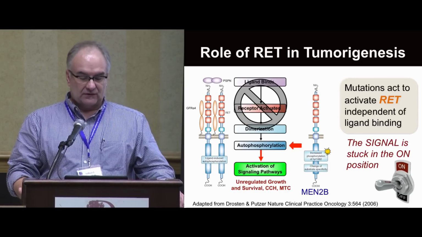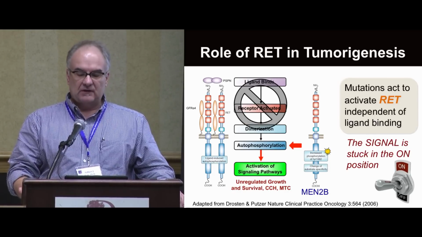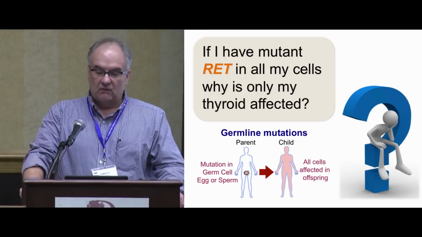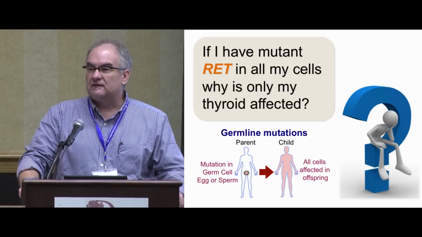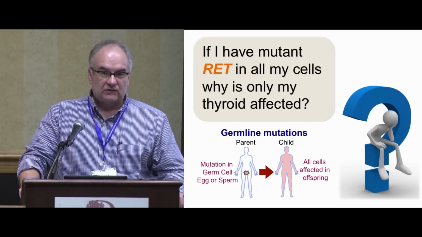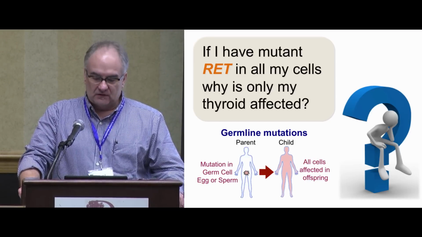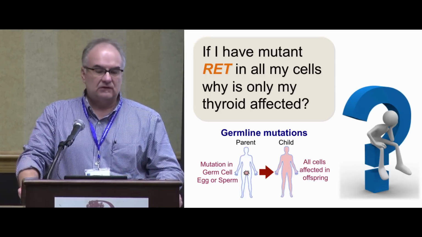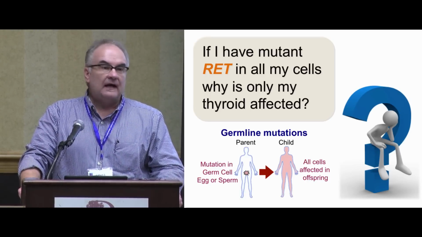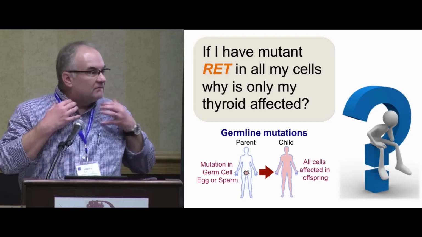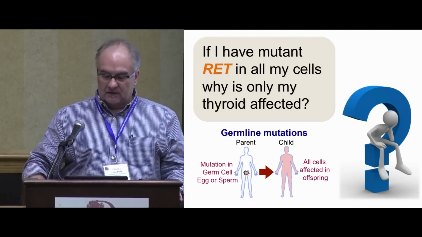So, question, if I have a RET mutation in all of my cells, why is it that only my thyroid's affected? I mean, you have a germline mutation, that means every single cell in your body has that mutation, and that you can pass that mutation on to your children. I get asked from time to time, why is it that that's happening?